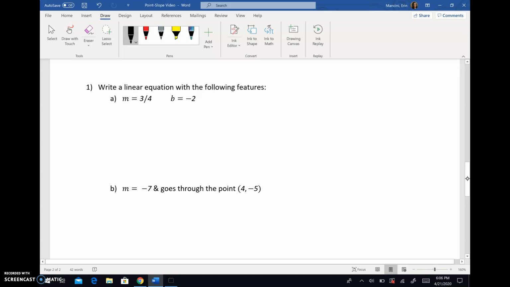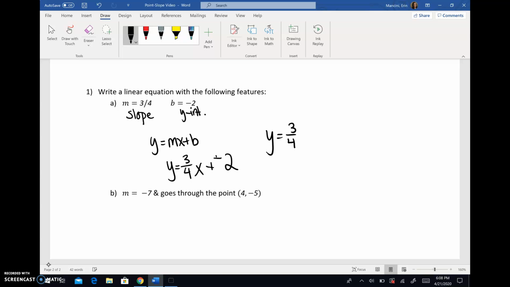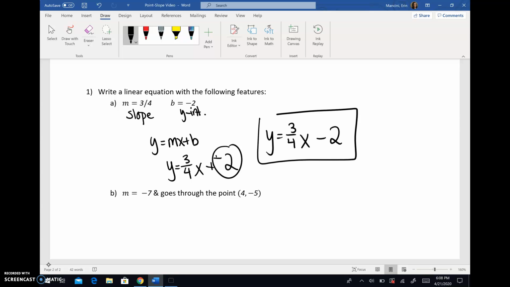Okay, so the first one says write a linear equation with m is 3/4 and b is -2. So m is your slope. b is your y-intercept, as a reminder for those variables. If you have a slope and an intercept, you should use slope-intercept form, which is y equals mx plus b. Now all you need to do is substitute the values for m and b in to get your equation. So we'd have the line y equals 3/4 x plus b, which is plus -2. Or you can write it as y equals 3/4 x minus 2. Plus -2 means the same thing as minus 2. Either way, you're taking away 2.